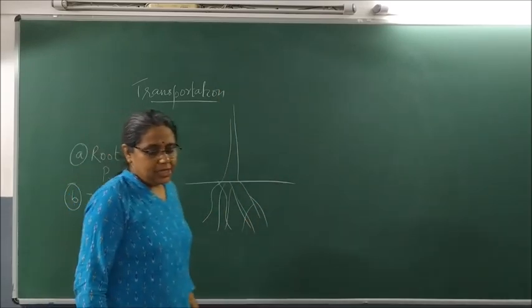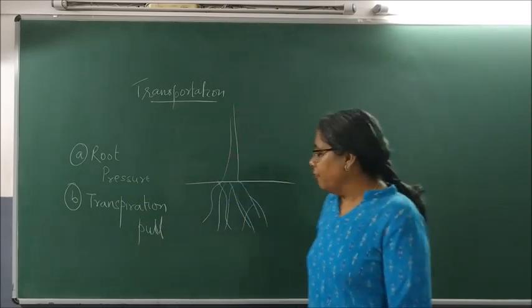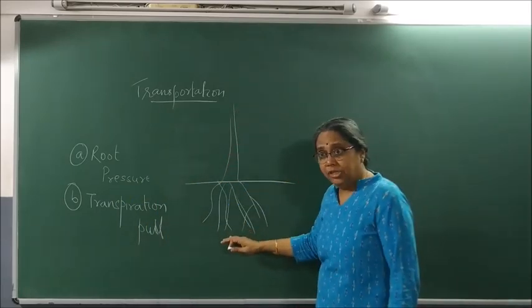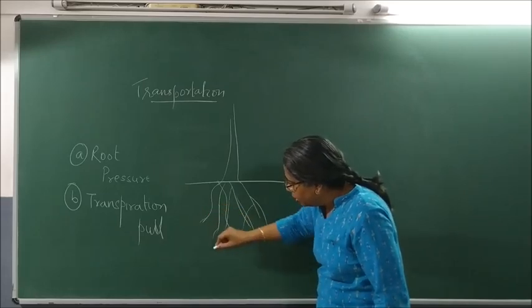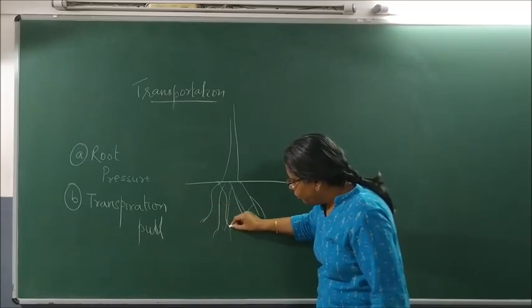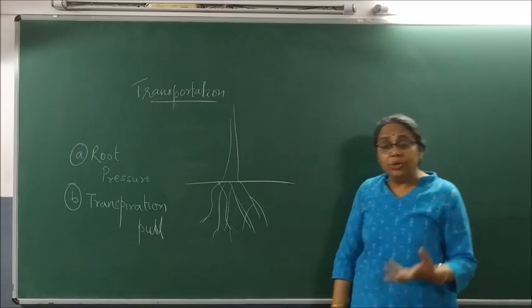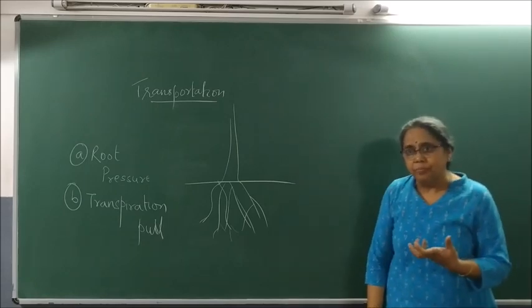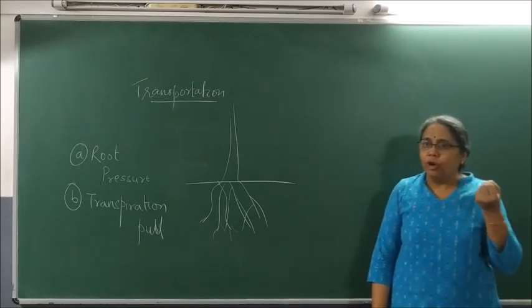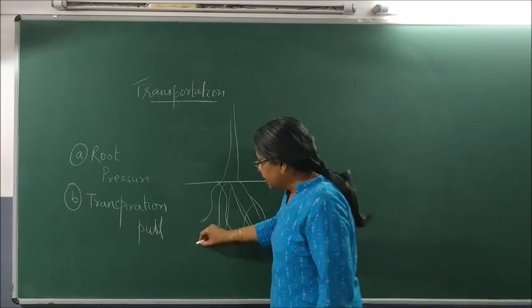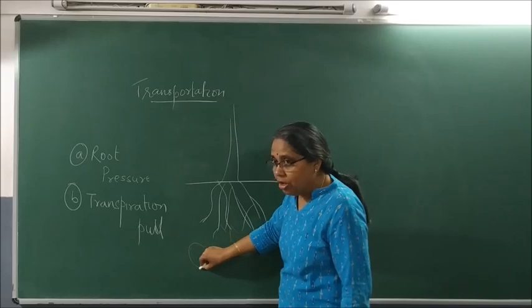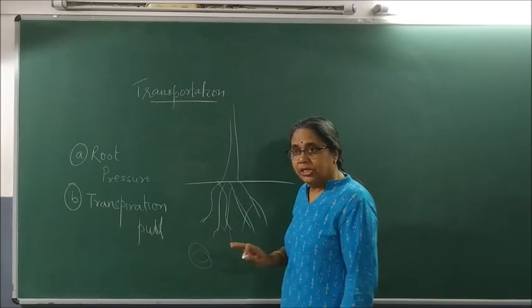So what happens is, the soil, which is very rich in minerals, and there are many small thread-like structures which are called the root hair. This root hair basically is very important in taking up what? Water and mineral from the soil. So there is a high concentration of water and minerals here.